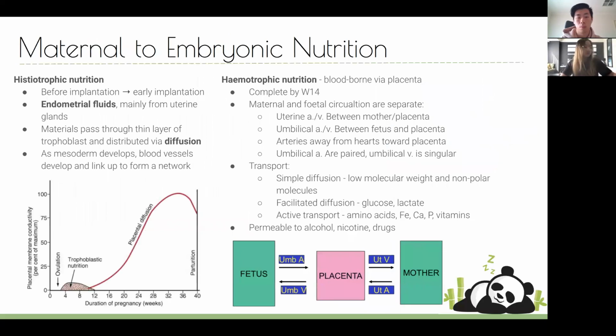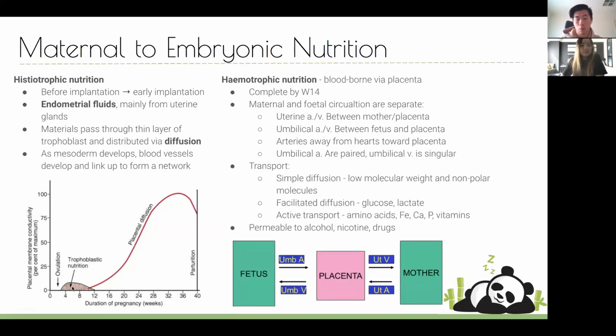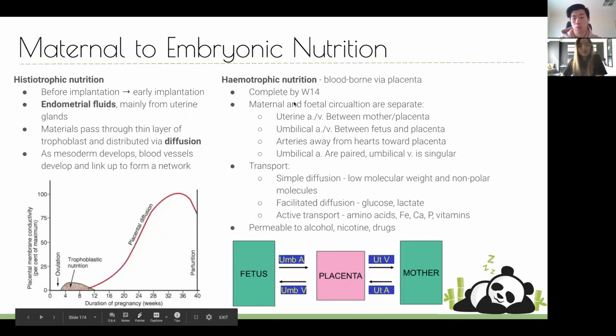Maternal to embryonic nutrition. So you have histiotropic and hemotrophic nutrition. Histiotropic occurs before implantation or into early implantation. It's just this bit here. They also call it trophoblastic nutrition because it's mainly just endometrial fluids, mainly from your uterine glands, and it passes through to your embryo via diffusion. Hemotrophic is literally just via the placenta, and you can see it throughout the rest of the pregnancy. It's complete by week 14.